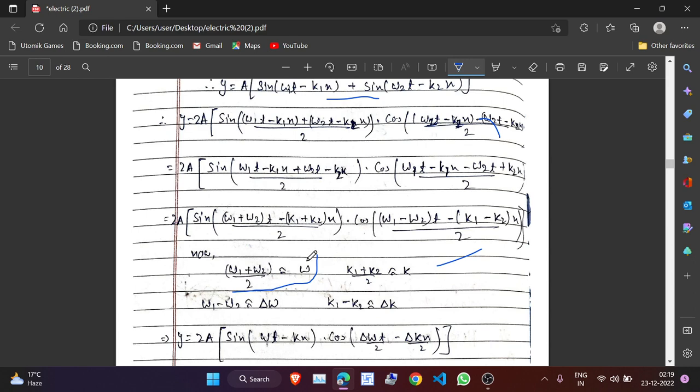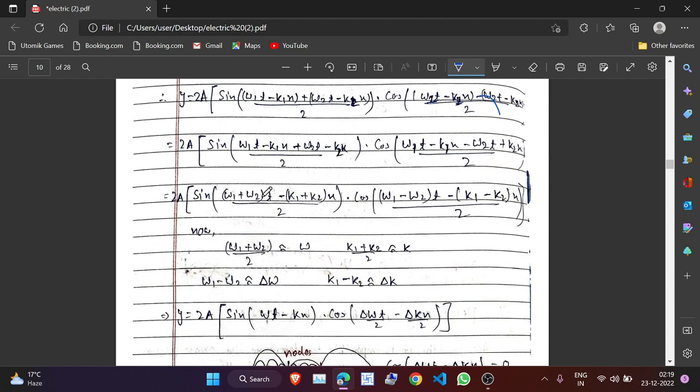Because if we talk about omega, the angular frequency, then it's a very small quantity. So we can assume this as the angular frequency of a single wave. Rather than telling it as a two-wave system, we can suppose it as a single wave. And omega 1 minus omega 2 we consider as delta omega, that is the change in angular frequency, and k1 minus k2 is equal to delta k, that is the change in angular wave number.